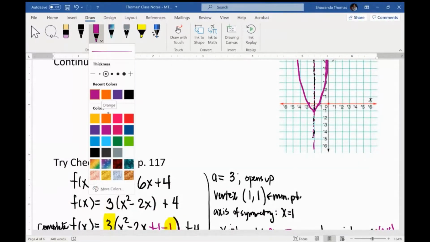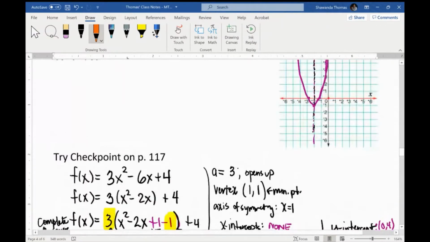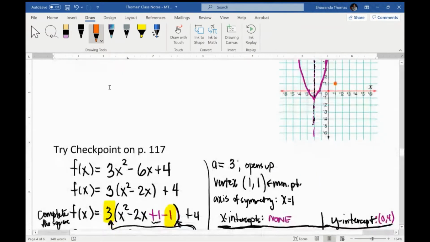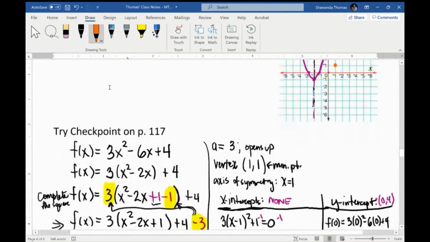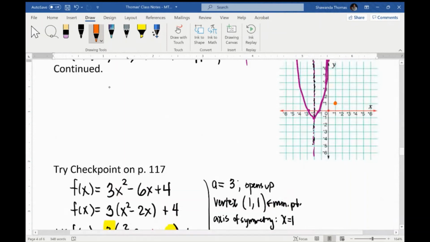coordinate plane over here. All right, first point you would plot would be what? It doesn't matter. What point would you plot? The vertex. All right, 1, 1. So let me put that right here. What's another point you would plot? 0, 4. Yep, 0, 4.